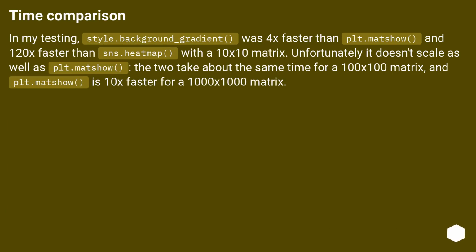Time comparison. In my testing, style.background_gradient was 4x faster than plt.matshow and 120x faster than sns.heatmap with a 10x10 matrix. Unfortunately, it doesn't scale as well as plt.matshow. The two take about the same time for a 100x100 matrix, and plt.matshow is 10x faster for a 1000x1000 matrix.